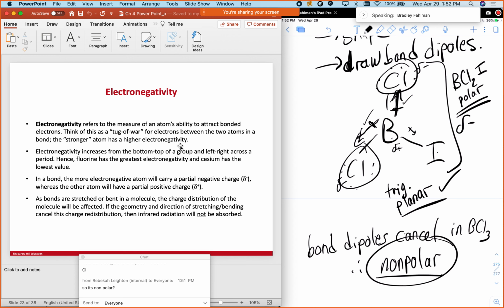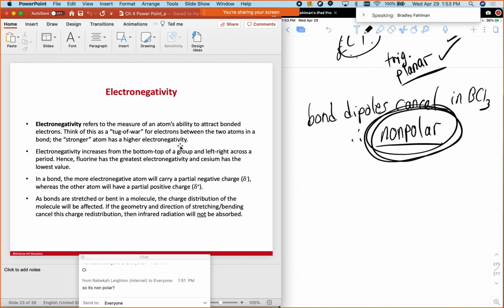Okay, so there is the difference between bond dipoles, which are just these little arrows between individual bonds, and the molecular dipole, if you will. That means thinking about all those bond dipoles, do they cancel or not? That's how you get whether the whole molecule is polar or nonpolar. Okay, so is everybody kind of cool with that concept?